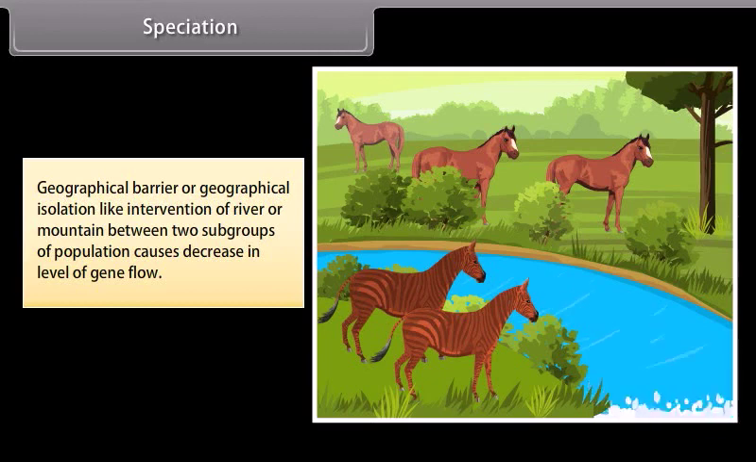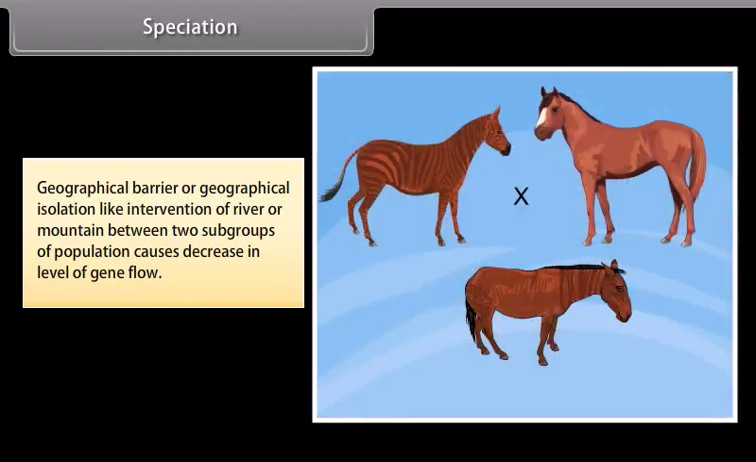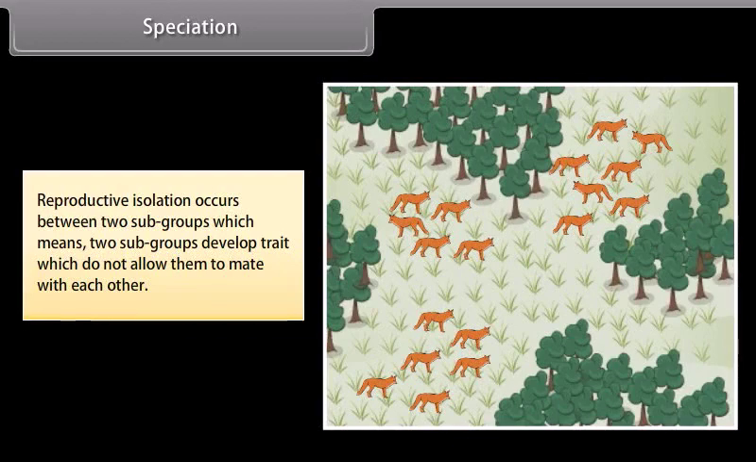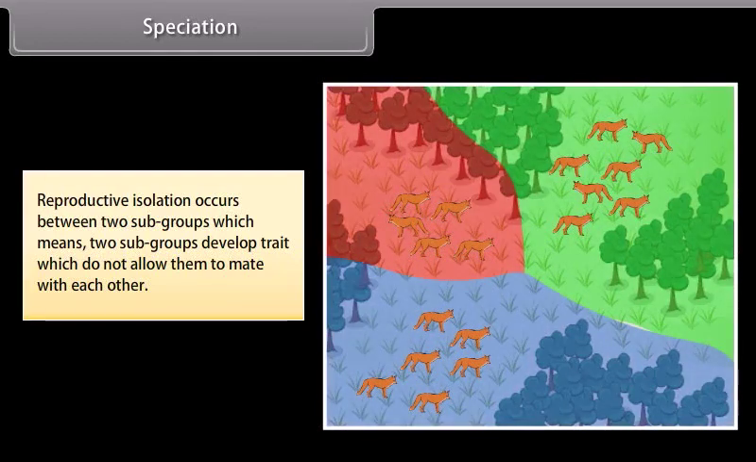Geographical barrier or geographical isolation, like intervention of a river or mountain between two subgroups of a population, causes a decrease in the level of gene flow. Reproductive isolation occurs between two subgroups, which means the two subgroups develop traits which do not allow them to mate with each other.